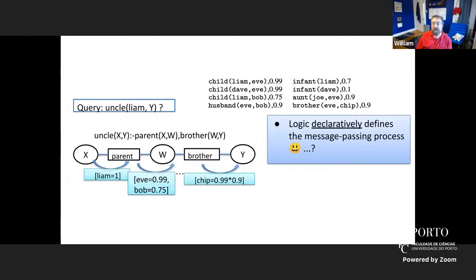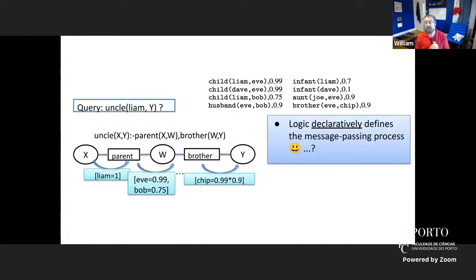One of the properties of this system is that you have this message passing process, which you can turn into a neural network and optimize with neural techniques. And that process is something that's declaratively defined by a message passing process, which is a good thing, or maybe it's not a good thing.